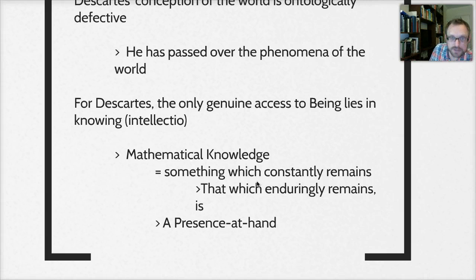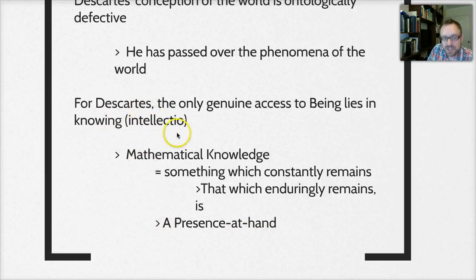It doesn't change, right? That's one of the beauties of mathematics, that for instance the set of prime numbers is always going to be the same. They're never going to change, right? That which enduringly remains is, right? So the idea here is mathematical knowledge has being because it never changes and it's constant. Well, this is a form of the present at hand, right?